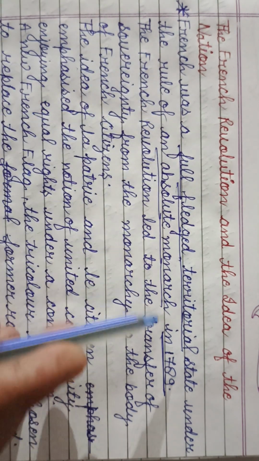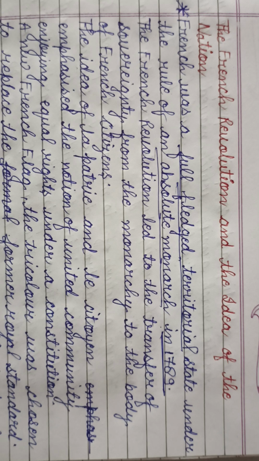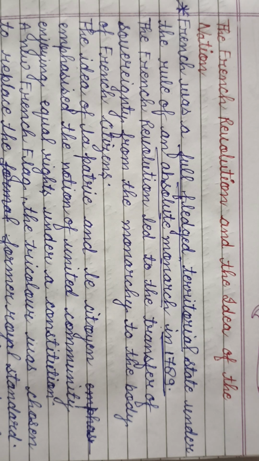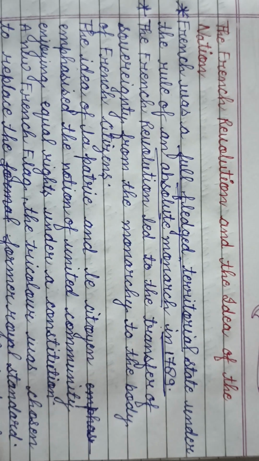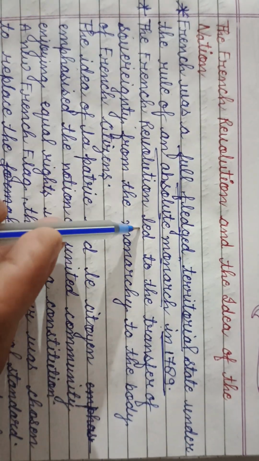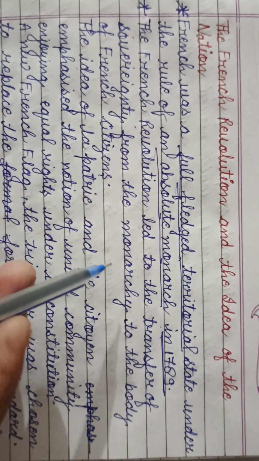France was a full-fledged territorial state, meaning that at that time France was a nation. It was a nation, but it was under the rule of an absolute monarch in 1789, meaning there was monarchy, not democracy. What does the second point say?